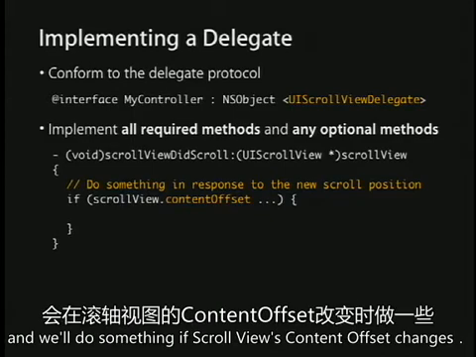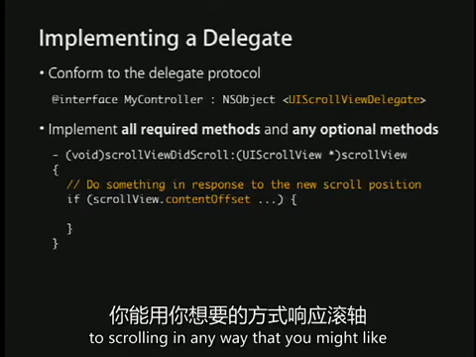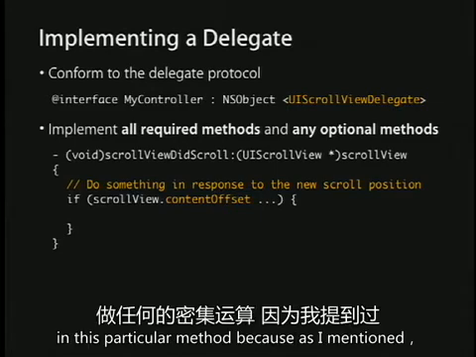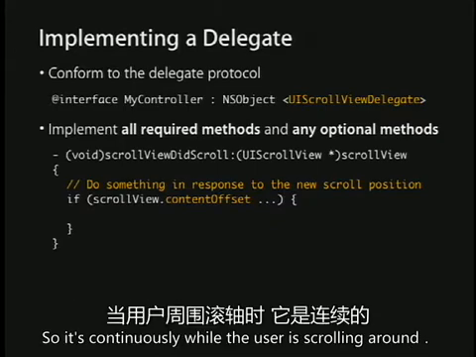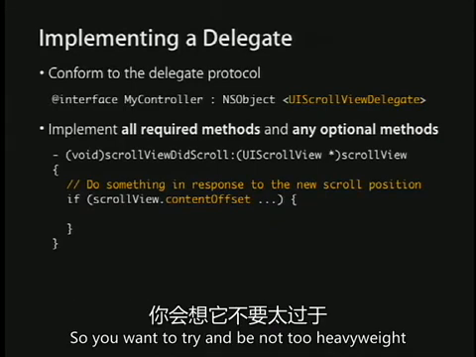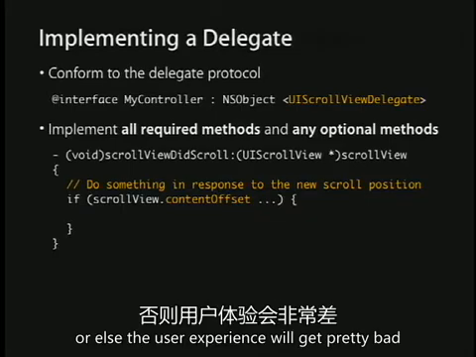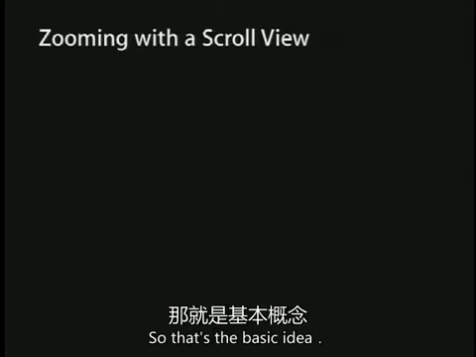And we'll do something if scroll view's content offset changes. We may move something around, or you can respond to scrolling in any way that you might like. You probably don't want to do anything too compute intensive in this particular method because, as I mentioned, it's called every time the content offset changes, so it's continuously while the user is scrolling around. So you want to try and be not too heavyweight in your computation in here, or else the user experience will get pretty bad and scrolling will be pretty choppy. So that's the basic idea.